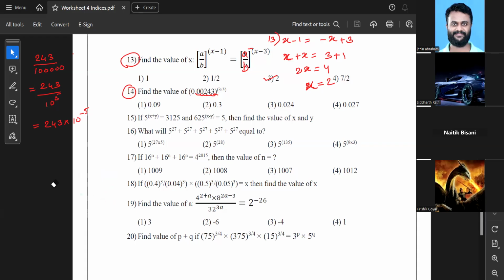Sir, can we also write this problem as the fifth root of x cubed, where x is this number, 0.00243? Yes, absolutely. So this is my number. Now, basically, my first job is to take the fifth root. That's my first job. And the second job is to take the cube. So that's what I'm going to do. Over here it is 3 by 5, over here also it is 3 by 5.